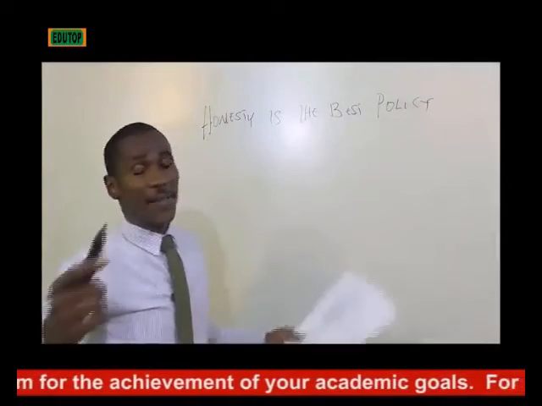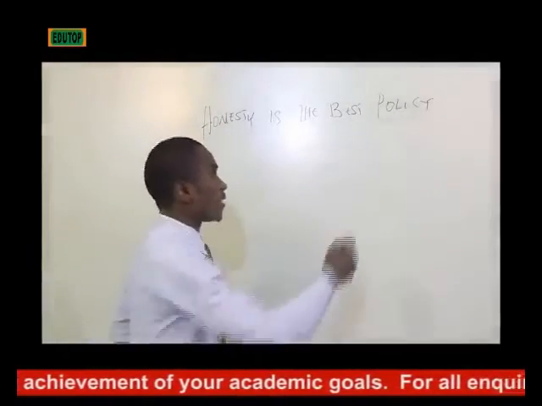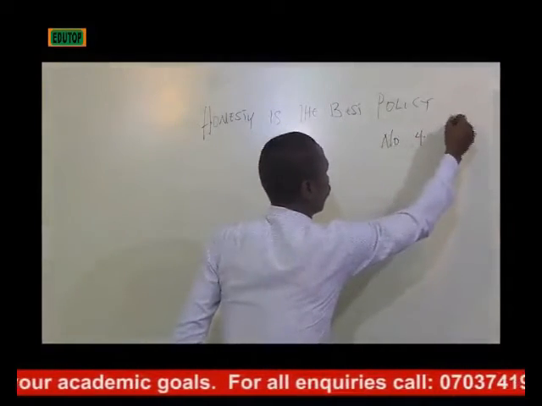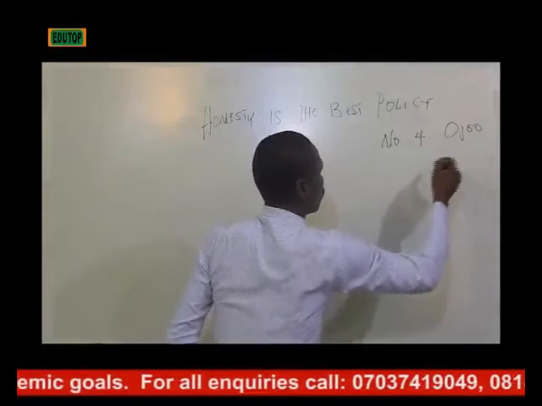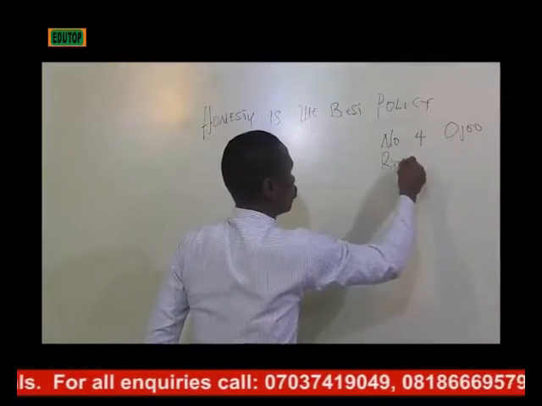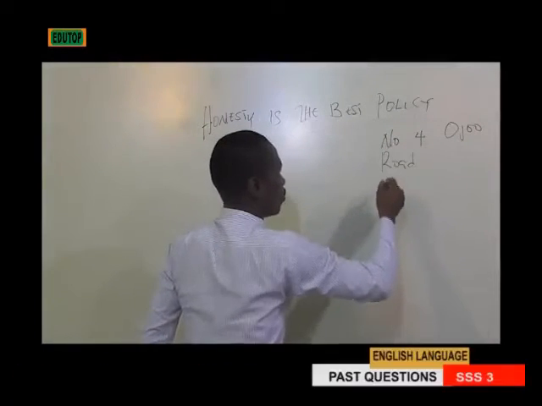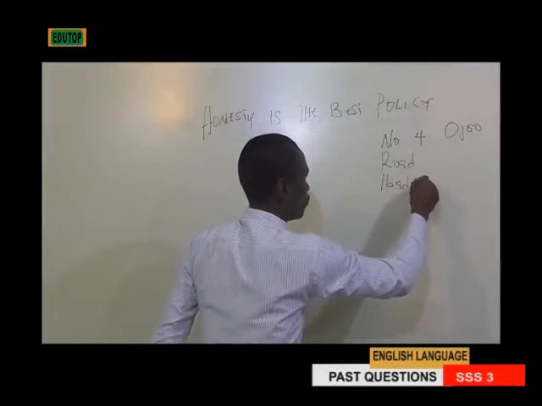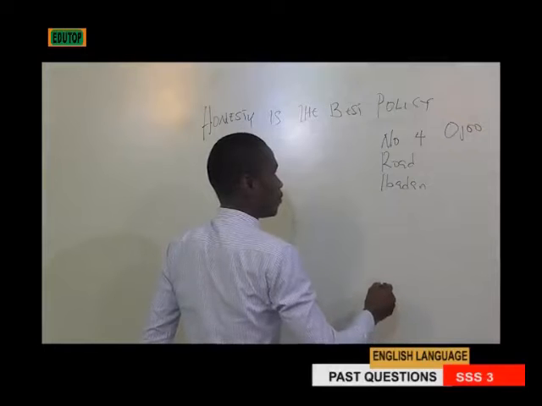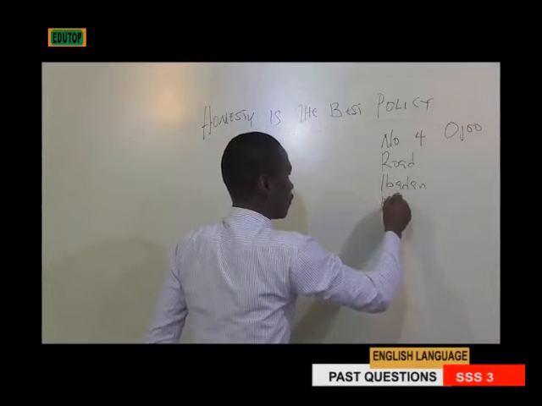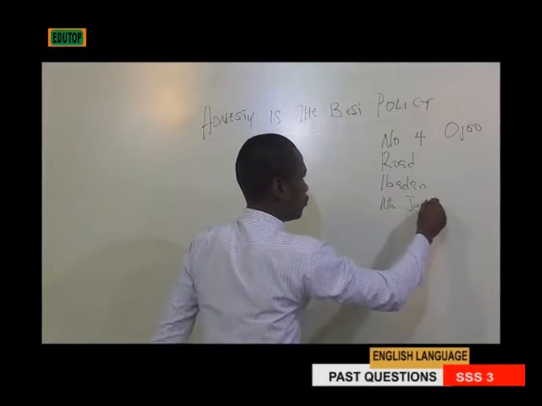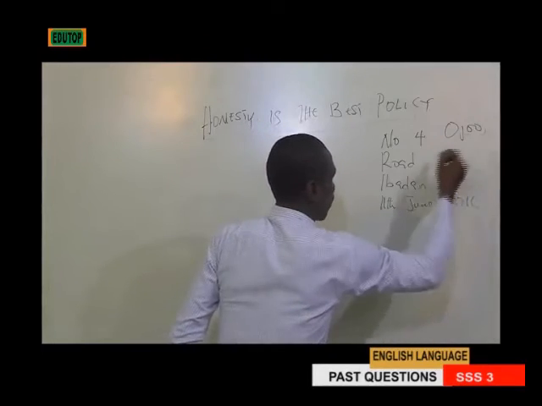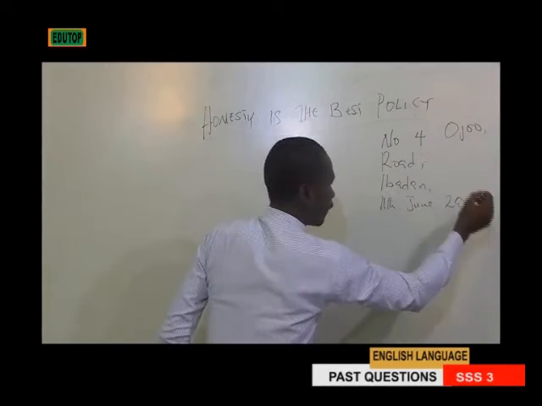You could decide to write the block form of address, like Number 4, Ojo Road, Ibadan. 11th June 2016. Comma, comma, comma, full stop.